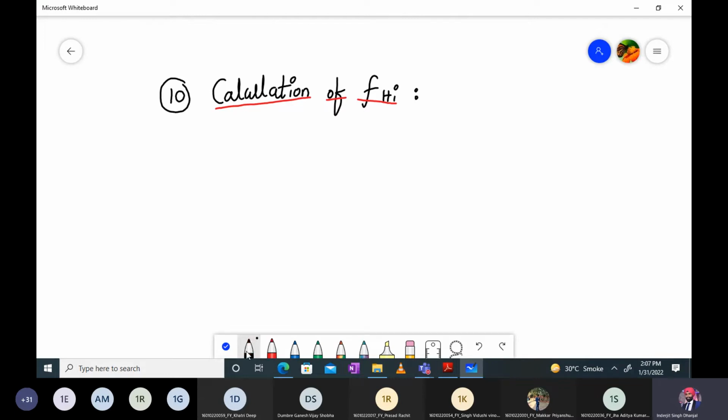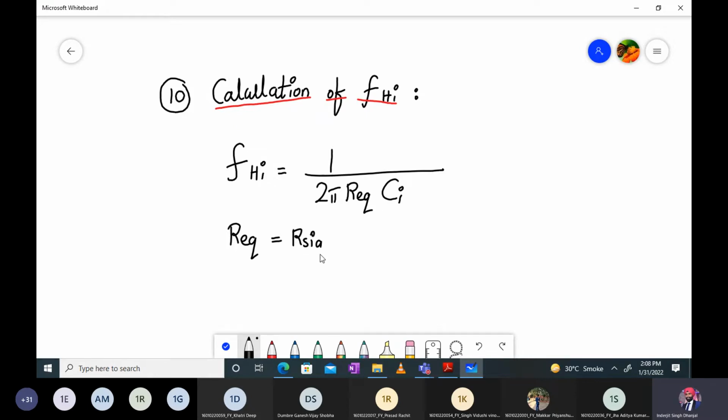Okay, let's write the formula directly, because just a few minutes ago we discussed this and it's the same circuit. So the FHI formula is given by 1 upon 2 pi R equivalent into CI, where R equivalent is R sig parallel to R1 parallel to R2 parallel to R pi.